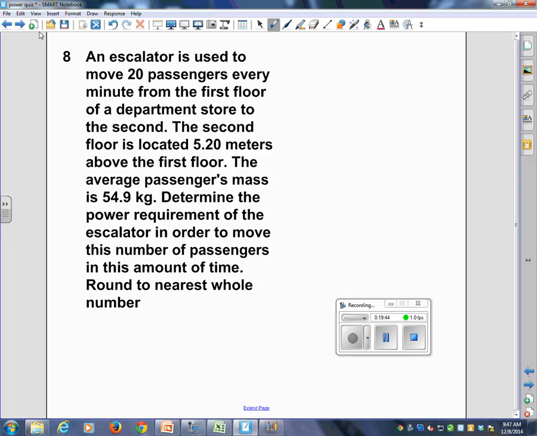Escalators used to move 20 passengers every minute from the first floor of a department store to the second. The second floor is located 5.2 meters above the first. The average passenger's mass is 54.9. Determine the power requirement. Round to the nearest whole number. So our total mass is going to be 20 times 54.9, and I'll have to get a calculator. Given enough time, I probably could come up with the brain power to do it.